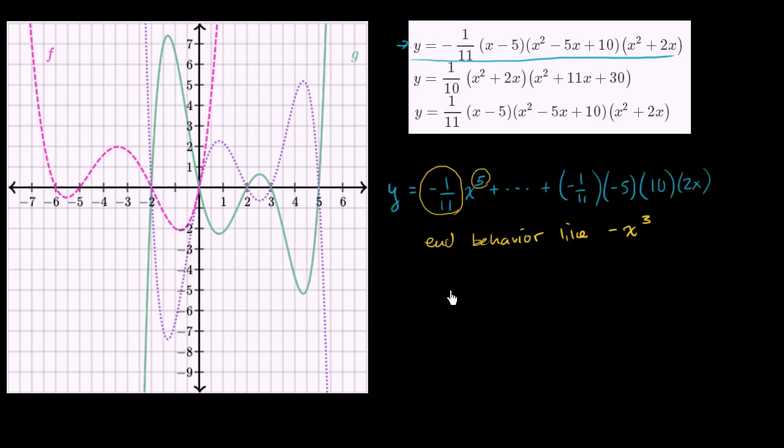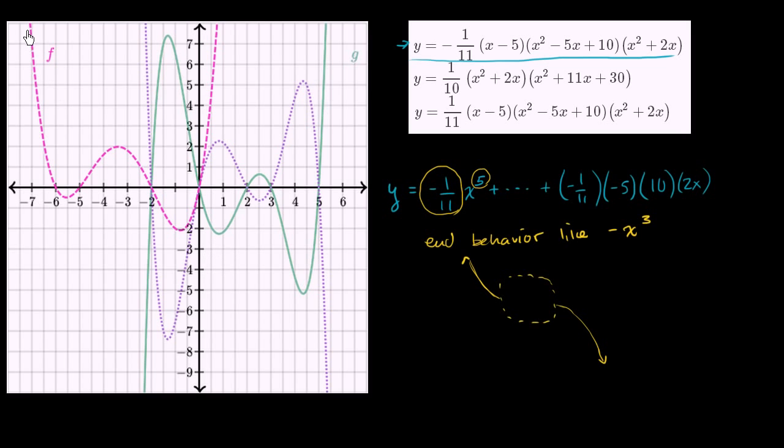And what would negative x to the third look like? Well, when x is really negative, it's going to be really positive, because x to the third is going to be really negative, but then you're multiplying it times a negative. And then when x is really positive, x to the third is going to be even more positive, but we have a negative out front. So it's going to be really negative. So this function is going to look something like this, and it's going to do probably some crazy things in between. So which of these look like that?